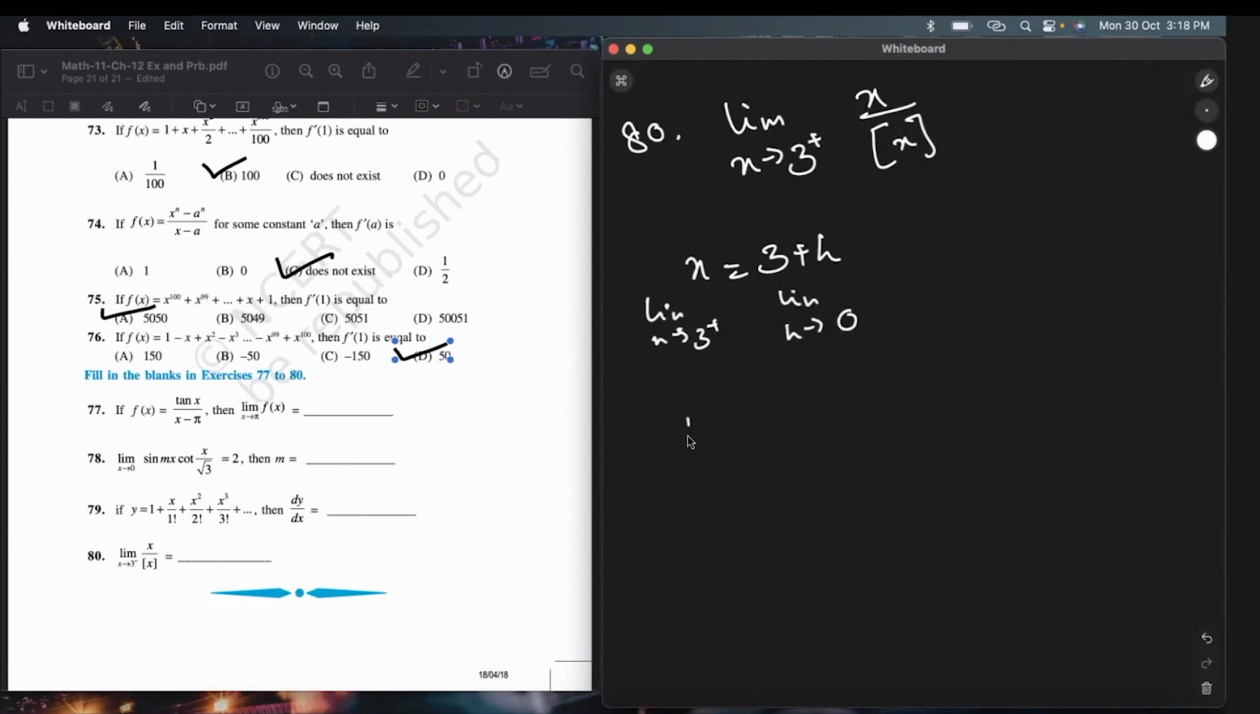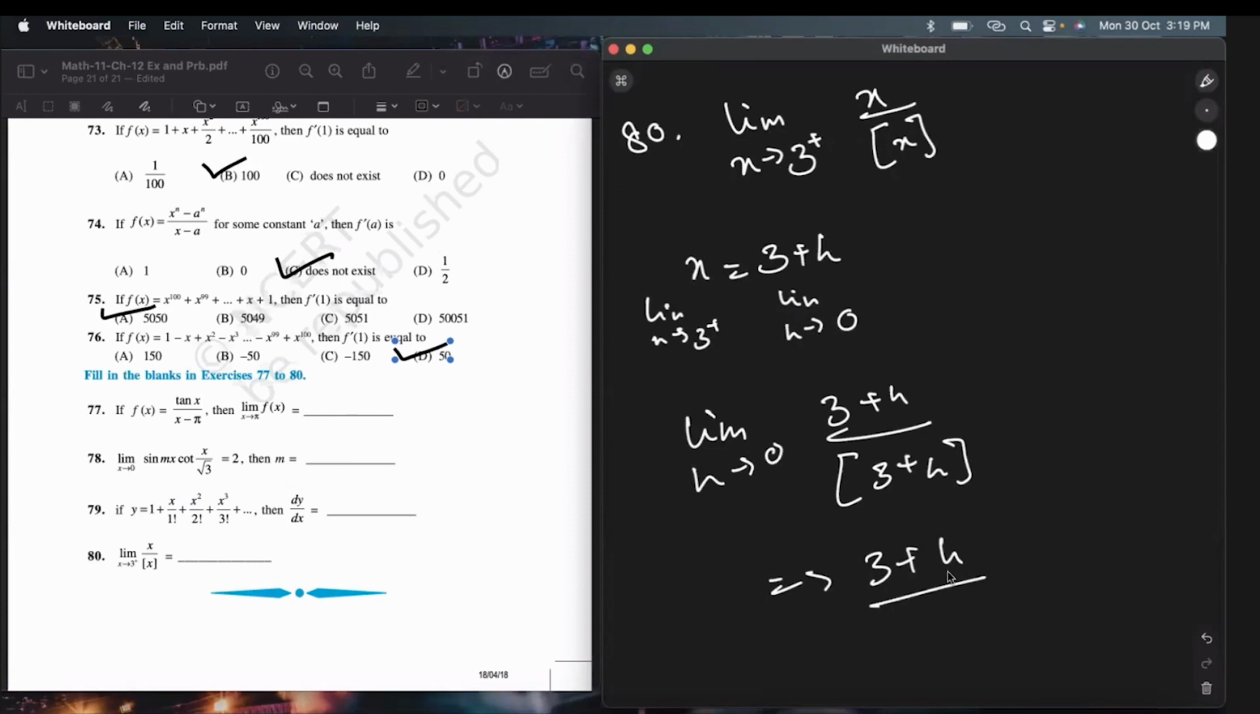Alright. Now, if I write this, there will be a 3 plus h over here. H is tending to 0, so the greatest integer function will obviously be equal to 3. Right? And h is tending to 0, so 3 by 3 will be equal to 1. So the answer here will be 1.